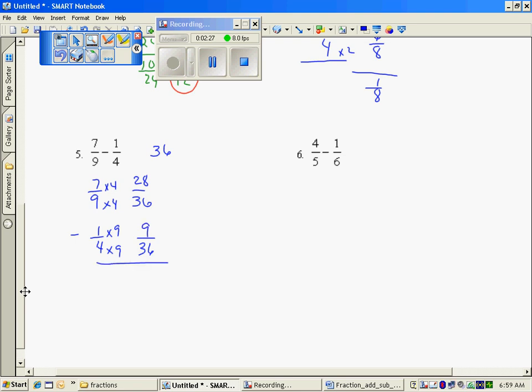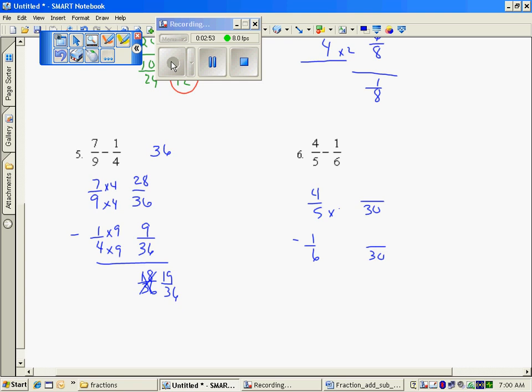I have 28 of the 36. I'm taking away 9 of the 36. That leaves me with 18 of the 36. Actually, 28 take away 9 is 19 of the 36. And in the last problem, 4/5 minus 1/6, common denominator is going to be a 30.